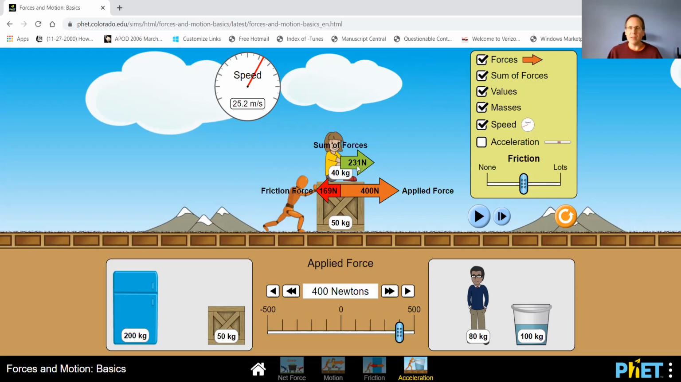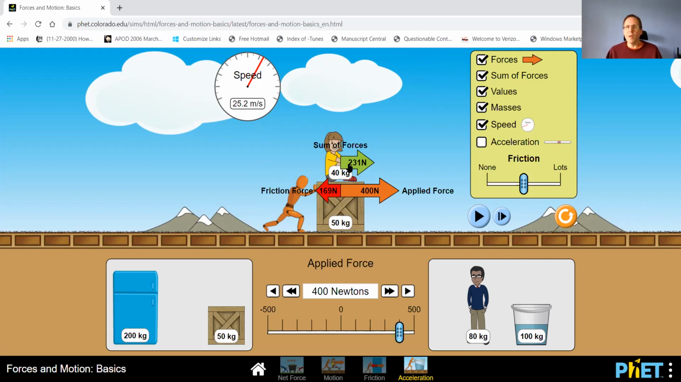Remember Newton's second law, right? F net equals ma. It's the net force that equals the mass times acceleration. So when you apply Newton's second law, you want to use the net force, whatever this net force is. Remember, you're going to make it 300 newtons, but I'm just using 400 as an example for the applied force.